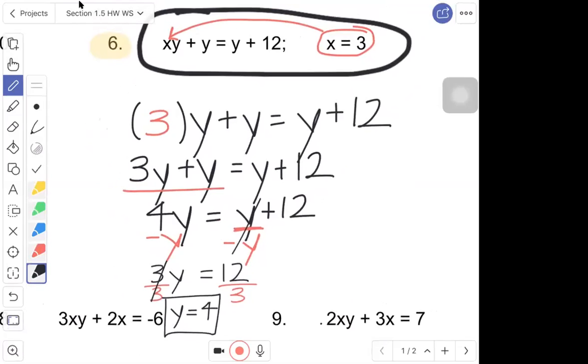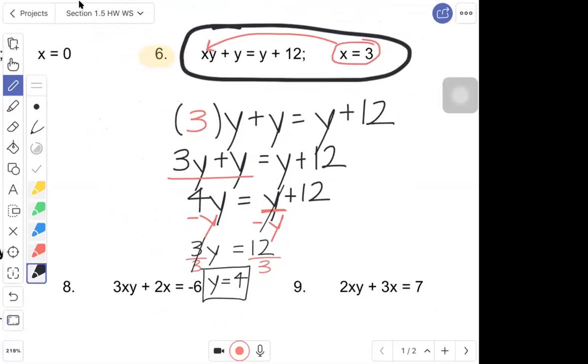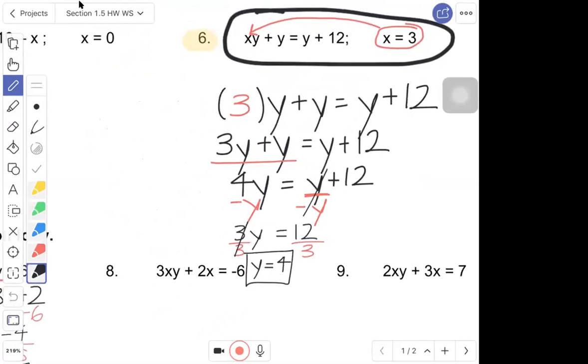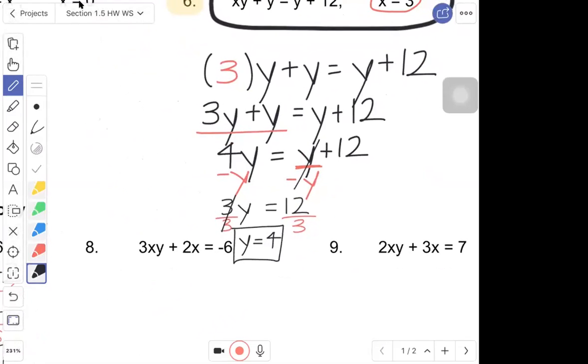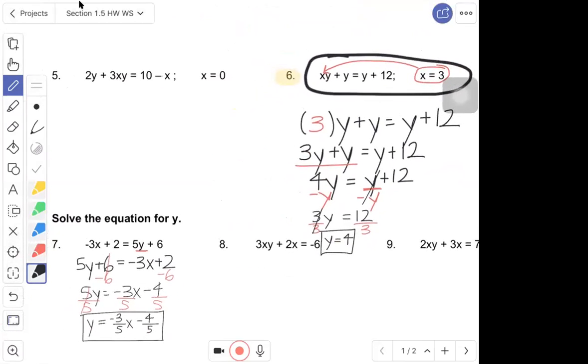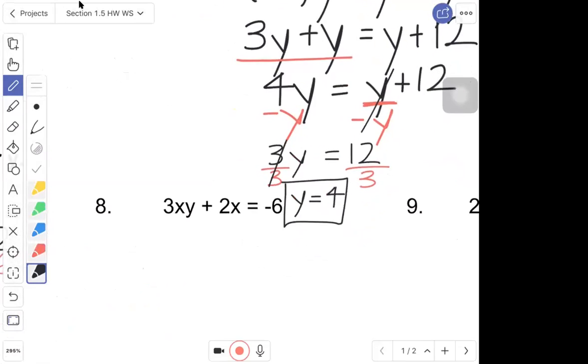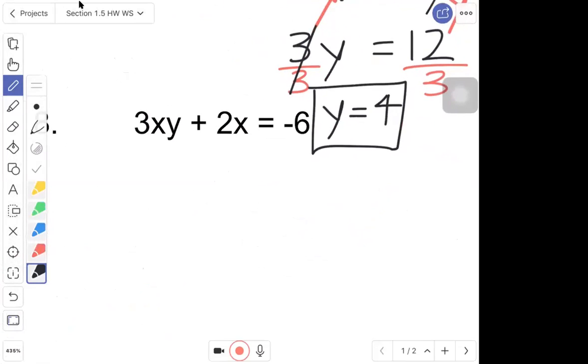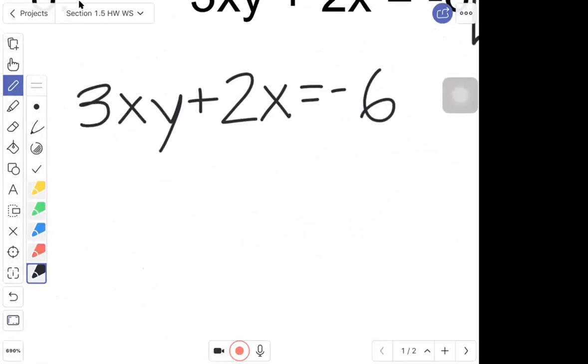All right, we're also going to look at number 8, which is right here next to our answer. So the directions for 8 say, solve the equation for y. So all we're doing is solving for y here. I'm going to rewrite it down a bit because it's next to our answer. So we have 3xy plus 2x equals negative 6. And we want to solve for y.